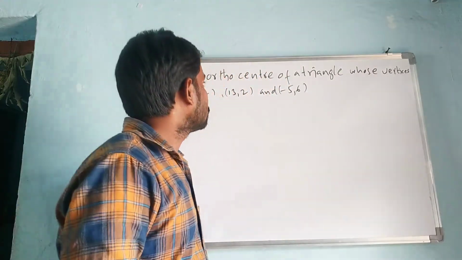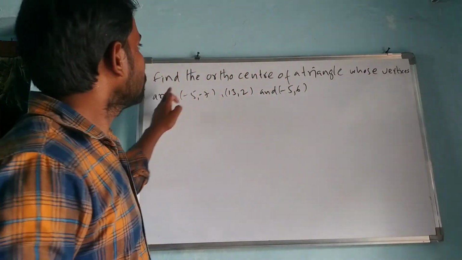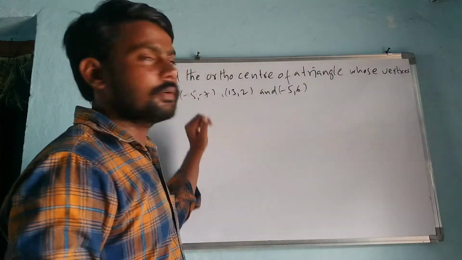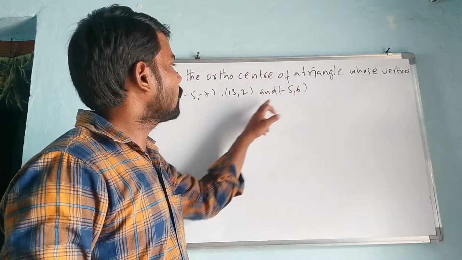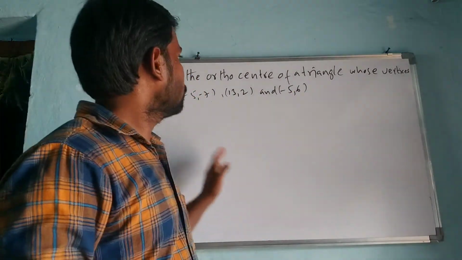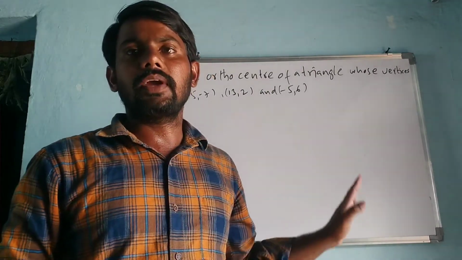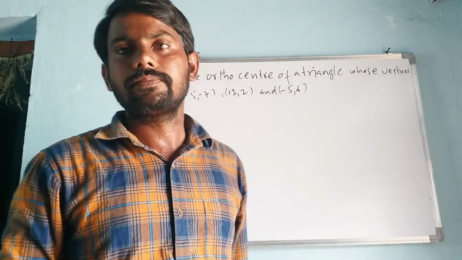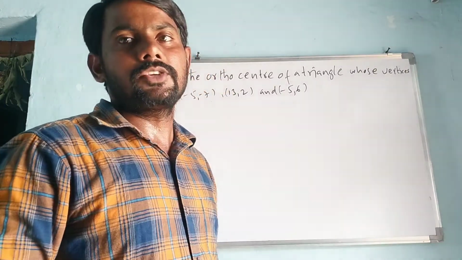The problem is: find the orthocenter of a triangle whose vertices are (-5, -7), (13, 2) and (-5, 6). What is given here? Three vertices of a triangle are given. Here we have to find the orthocenter of the triangle.